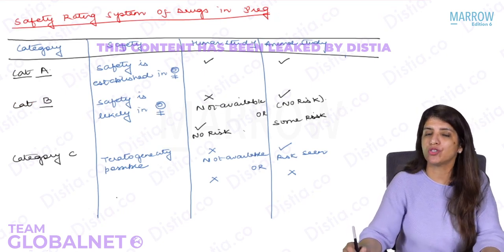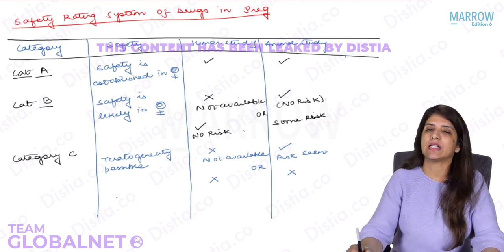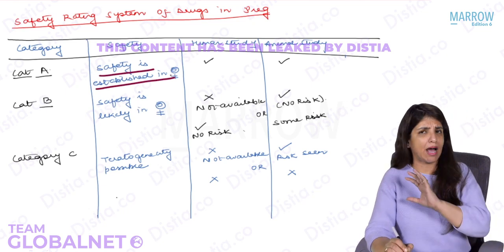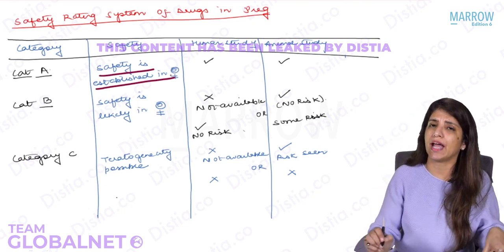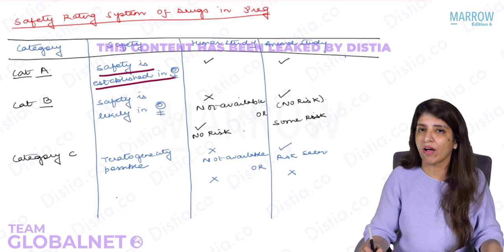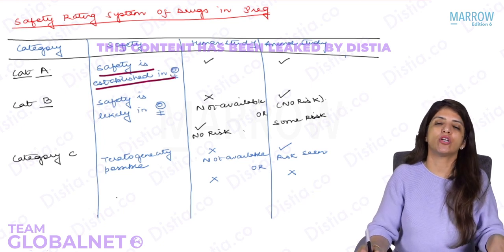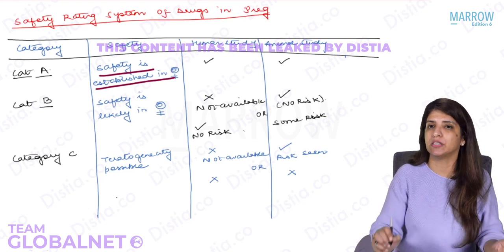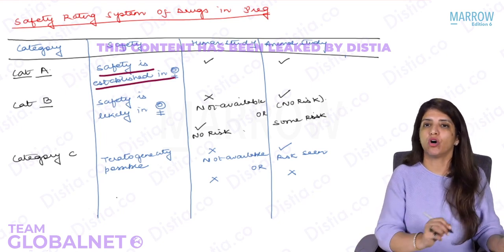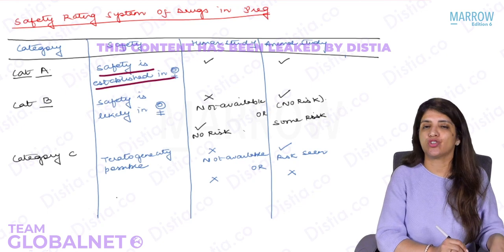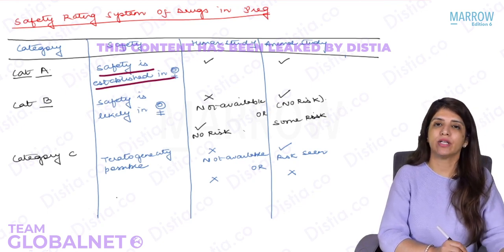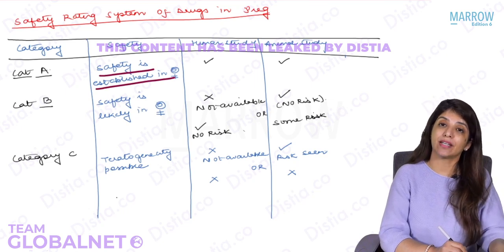Now a drug which is included in category A means its safety is established in pregnancy. So it's absolutely safe during pregnancy and its safety is established. How have we established the safety? Because we have done human studies and animal studies, and in both the safety was established. So if any drug's safety has been established both in human and animal study, it is put in category A. Then comes category B.